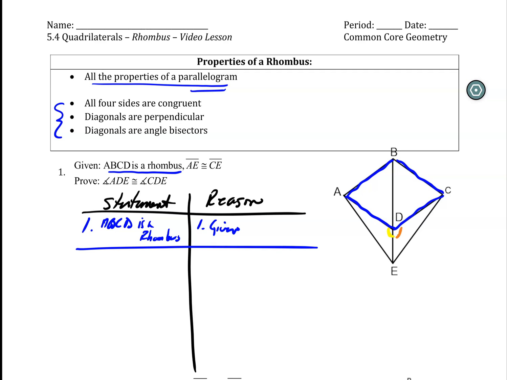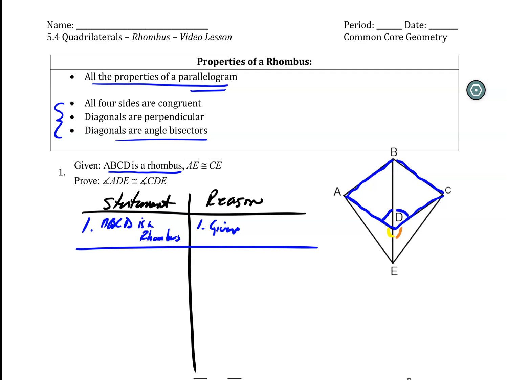Technically, because I know this is a rhombus, I know that diagonals are angle bisectors like they have up here. So I could then say that this angle and this angle are congruent, and the resulting angles next to them in here are supplementary angles. So this proof really is much quicker than other ones that we've seen because of that.